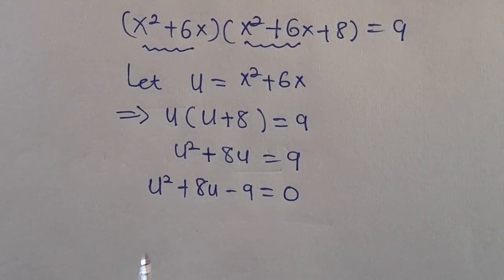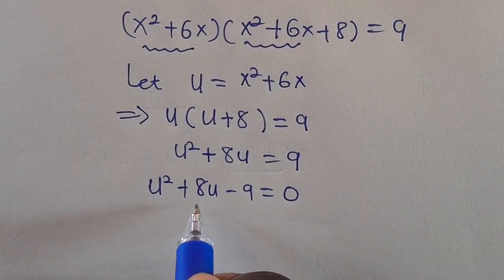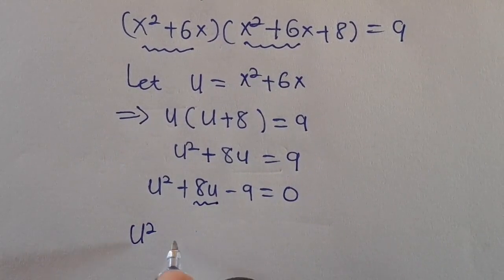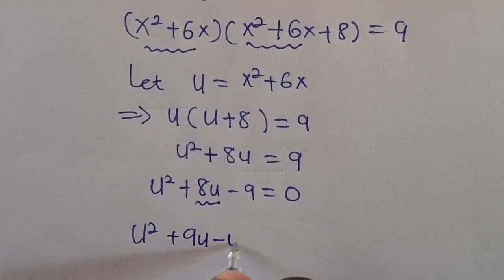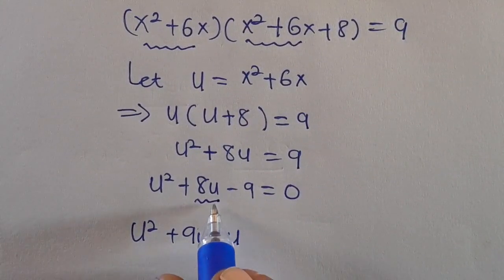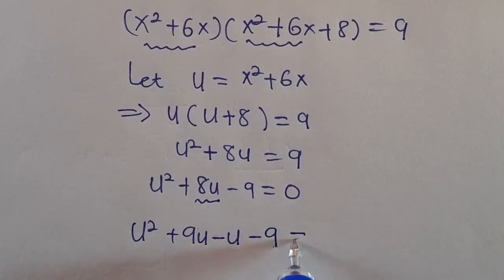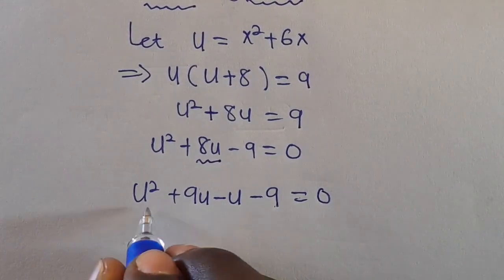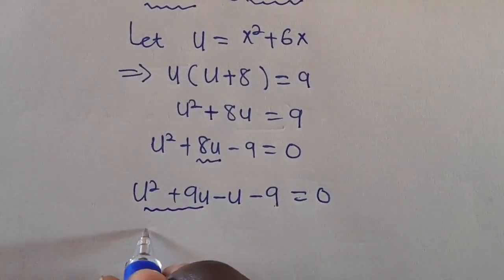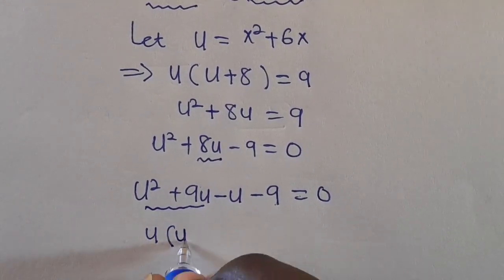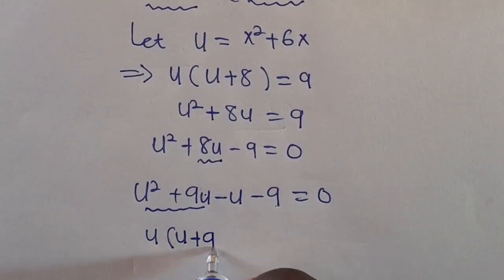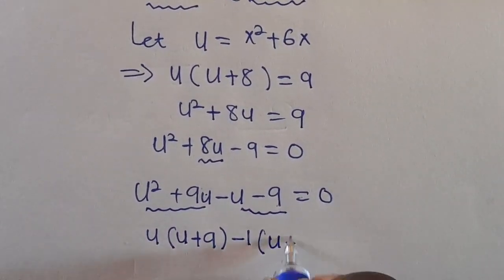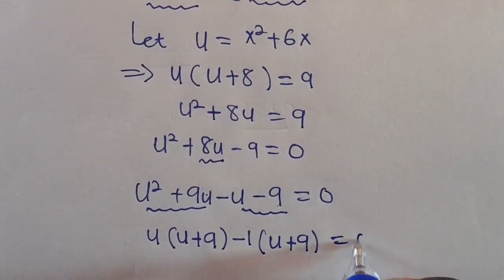This is a quadratic, and we can solve it by using the quadratic method or the factorization method. We have u squared plus 9u minus u, which gives back 8u, then minus 9, equals 0. What is common between the first two terms is u, giving u plus 9. What is common between the last two is minus 1, giving u plus 9, equals 0.